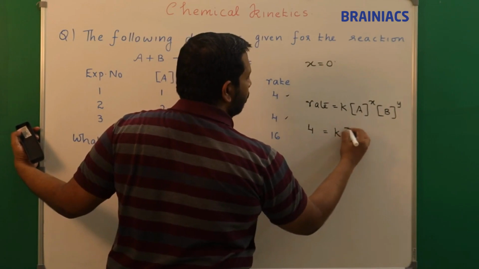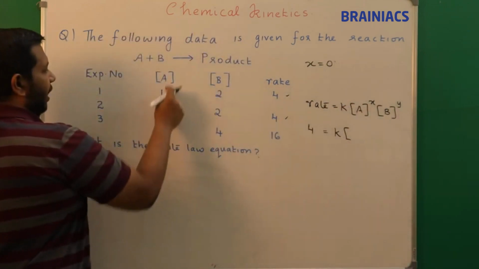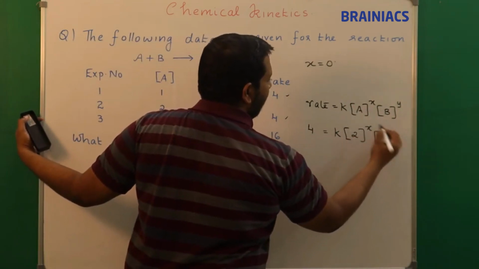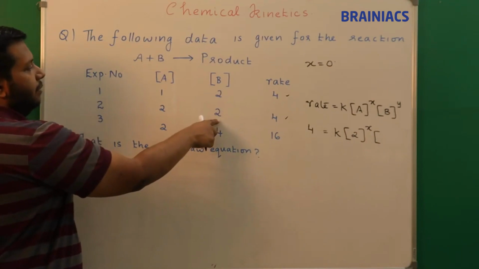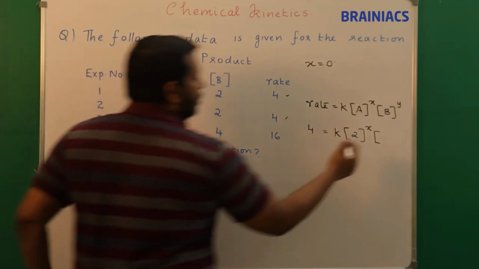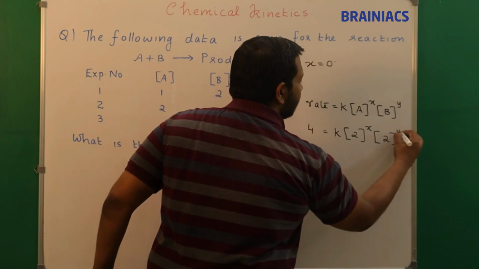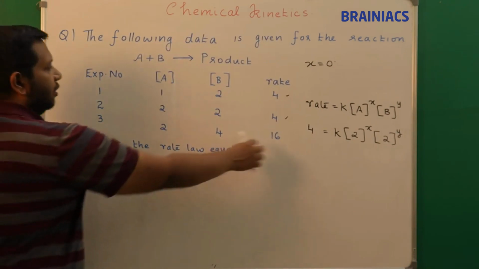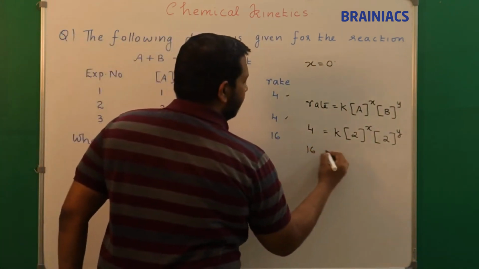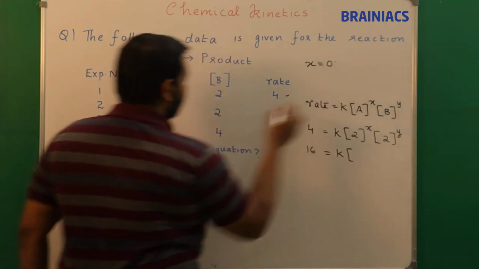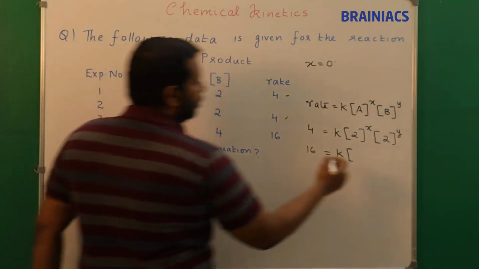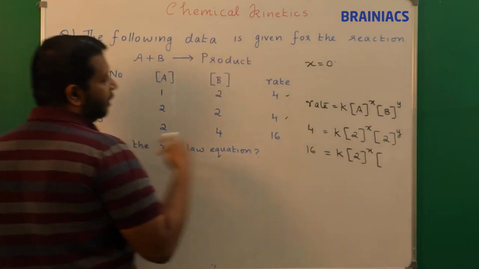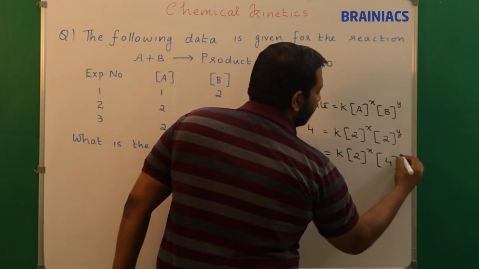If I am applying experiment 2, rate is equal to 4. K into, what is A at that point of time? A is 2. So I write 2 power X. And what is B value at that point of time? B is also 2. So 2 power Y. Now apply the experiment number 3 to the same equation. So rate is 16. K into, what is the rate? A value, that is 2. So 2 power X. And what is the B value? That is 4 power Y.